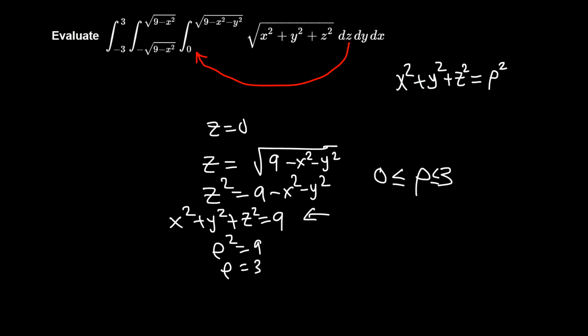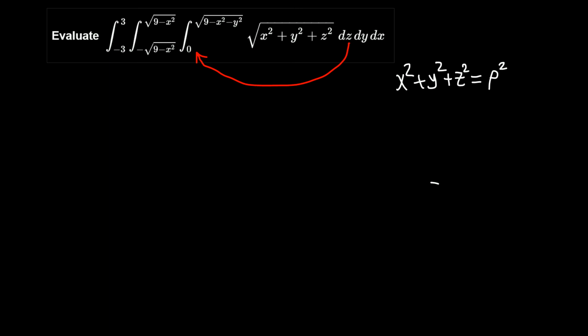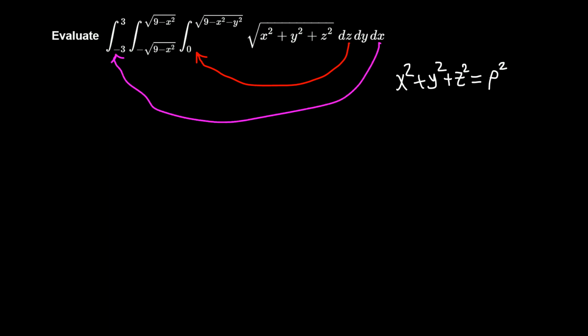How about x and y? Let's look at the projection of the solid in the xy plane. x, all the way outside here, that's the easy part, negative 3 to 3. So x is in between negative 3 and 3.